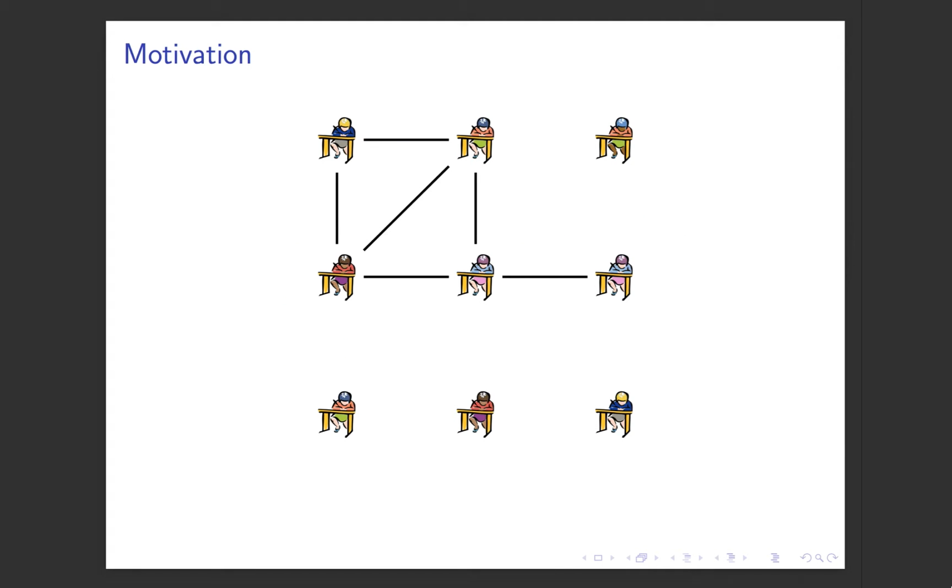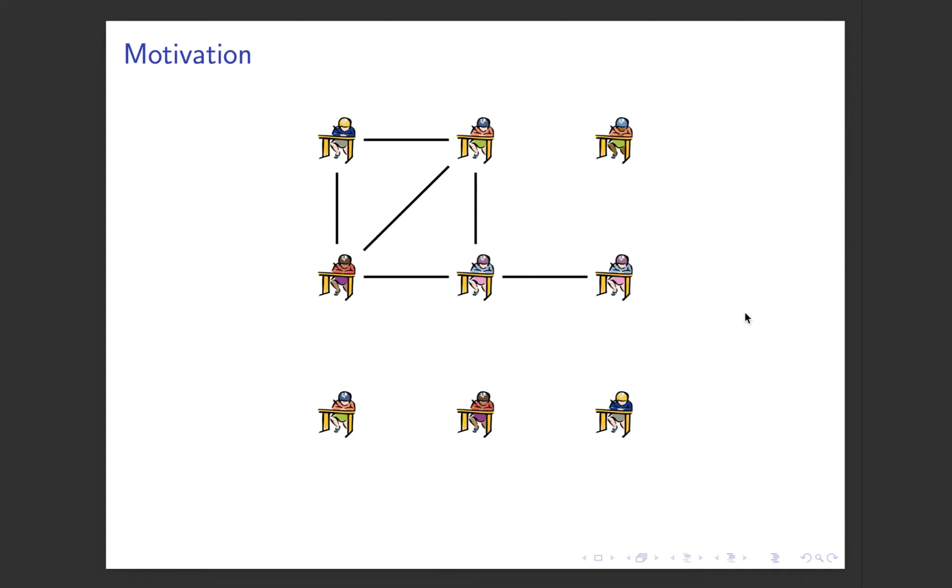I want to start with a little bit of motivation. Let's consider this example. Suppose we're in a classroom where there are 9 students. We have 4 students who are doing a very good job of paying attention and doing their work, but we have a small network of 5 students who are all passing notes to one another.